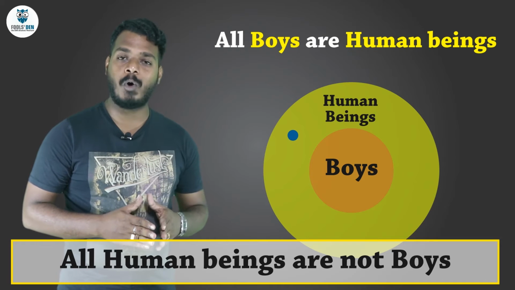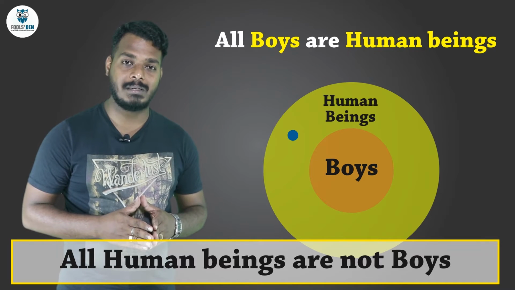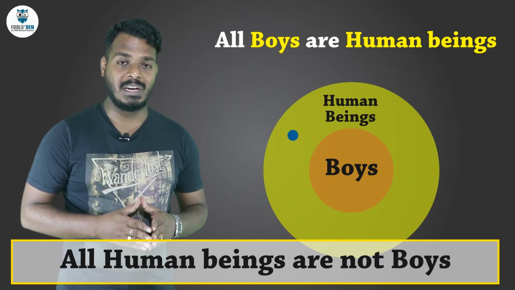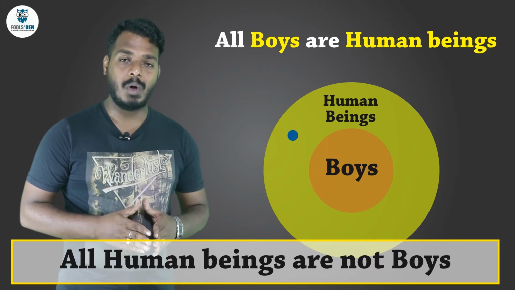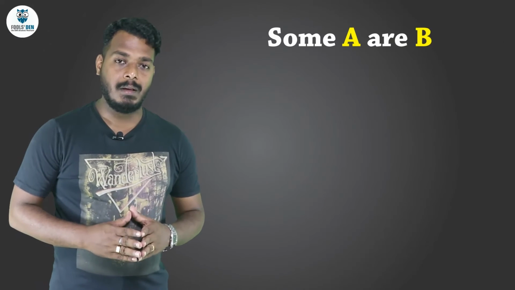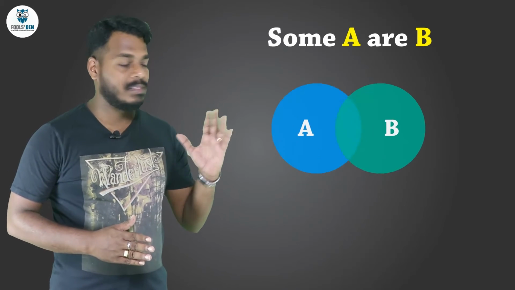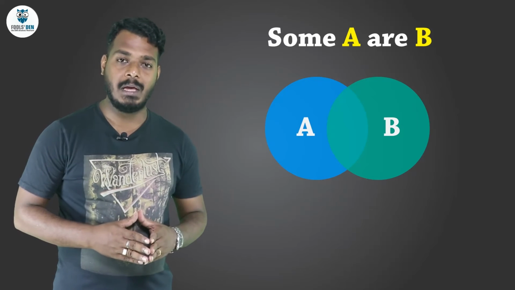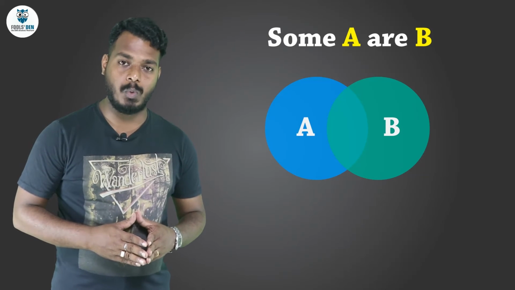Can you see that point there in the human beings set? Is that a part of the boys set? No, right? So we can definitely say that here all human beings are not boys. Now suppose I say some A are B. That will be represented by this diagram. The first set represents A, the second represents B, and there is some common portion between the two.